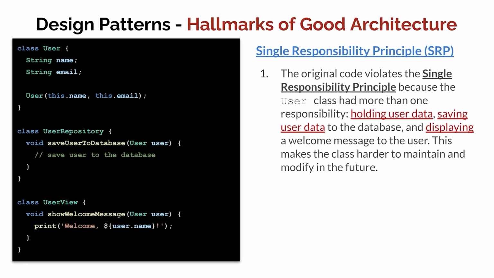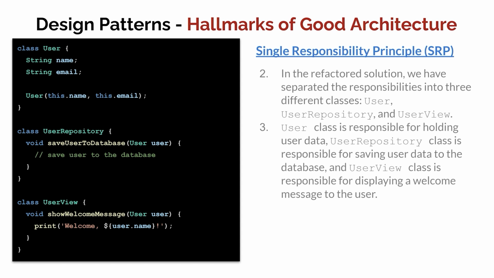The original code violates the single responsibility principle because the User class had more than one responsibility. It was holding user data, it was saving user data to the database, and it was also displaying a welcome message to the user. This makes the class harder to maintain and modify in the future because it has many responsibilities. In the refactored solution, we have separated the responsibilities into three different classes.